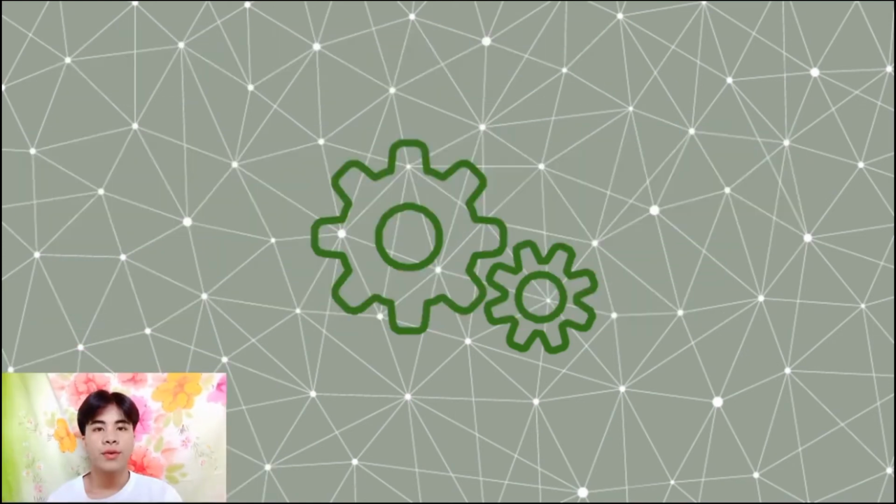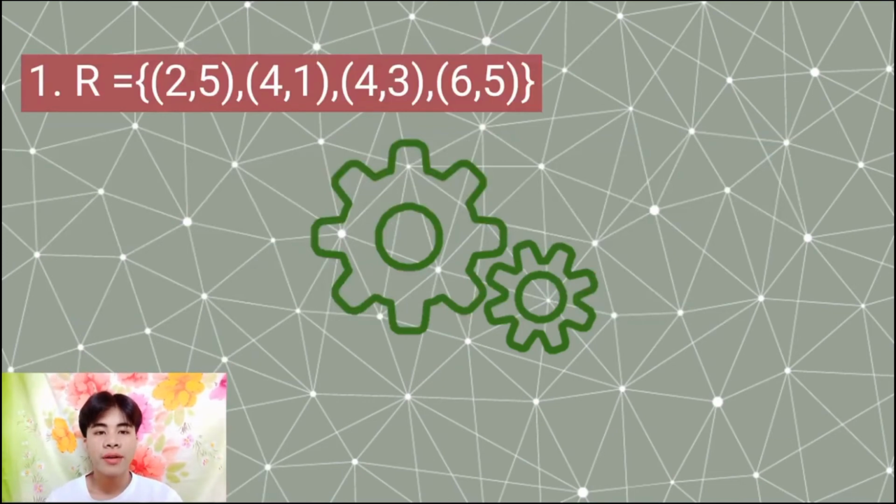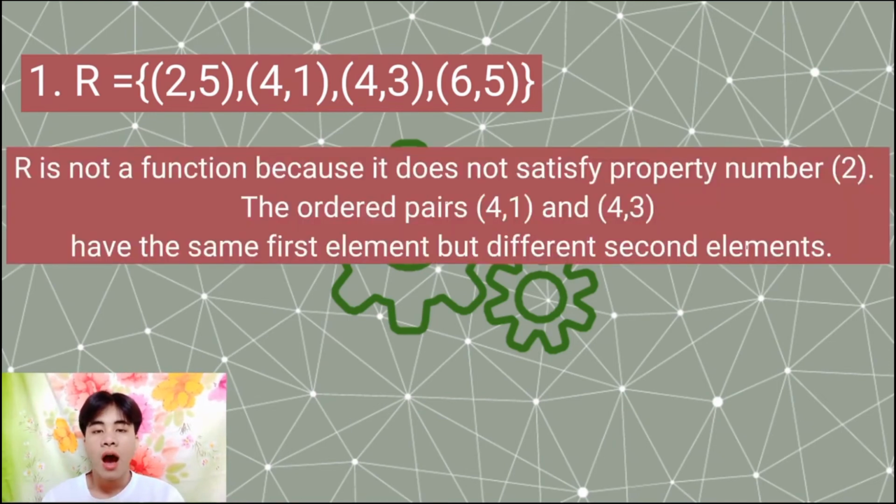So, problem number 1, R is equal to {(2, 5), (4, 1), (4, 3), (6, 5)}. So, i-identify natin kung function ba siya or hindi. So, the answer is R is not a function because it does not satisfy property number 2. Property number 2 is no two distinct ordered pairs in f have the same first element. So, the ordered pairs (4, 1) and (4, 3) have the same first element but different second elements.